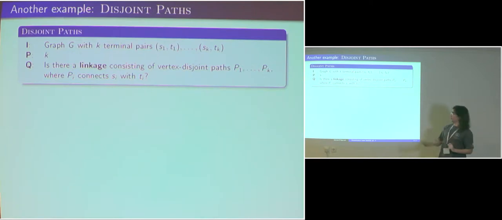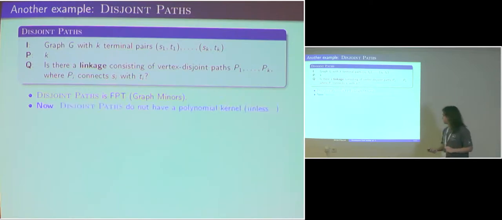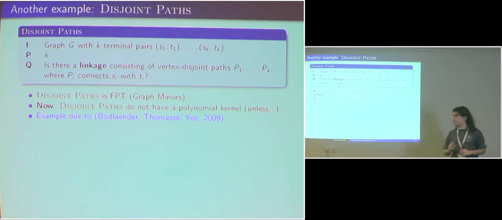So each path has a prescribed source and target. Now this problem is NP-hard in general, but it is fixed parameter tractable by a very non-trivial argument that essentially is one of the most important algorithmic results of the Graph Minors project of Robertson and Seymour. And now we will show that it actually doesn't have a polynomial kernel, unless stuff happens. The example that I will show is due to Bodlaender, Thomassé, and Yeo, and it was proven shortly after the composition framework was introduced.